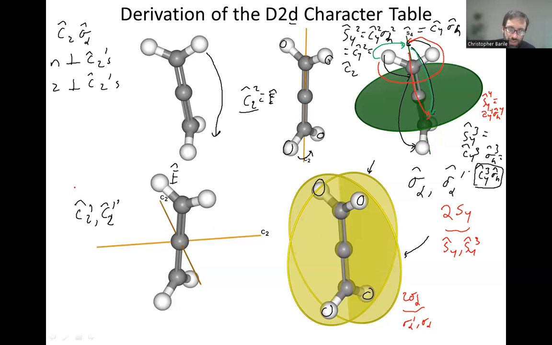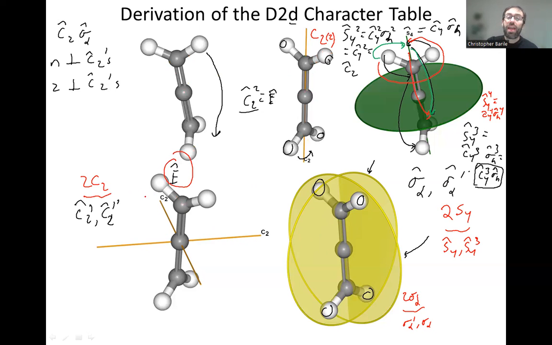The perpendicular C2s, those are going to go in the same class. And then we just have this other C2, which we can call C2Z or just C2. If we want, we can put a Z just to make sure we know that this is going across the principal rotation axis. And then we have identity.